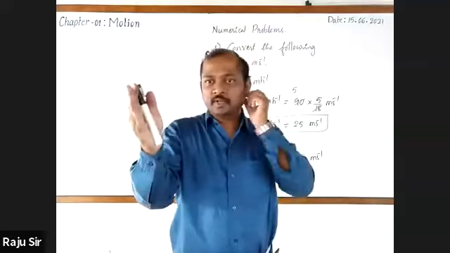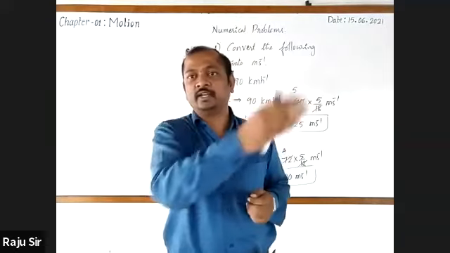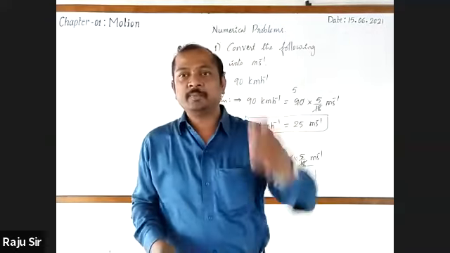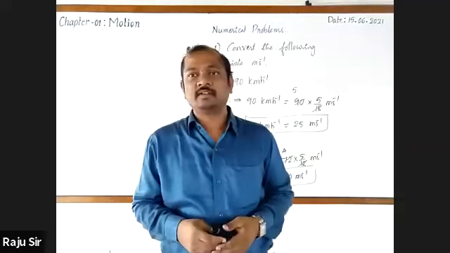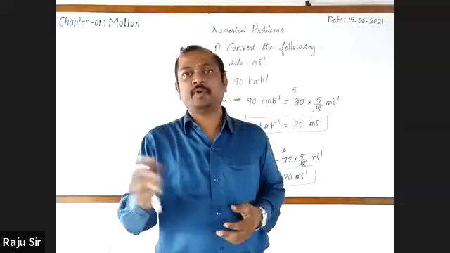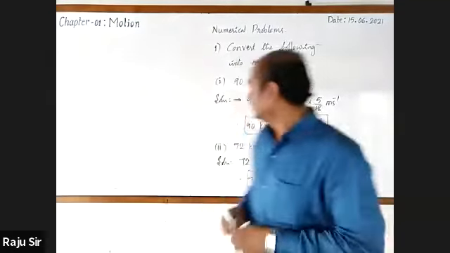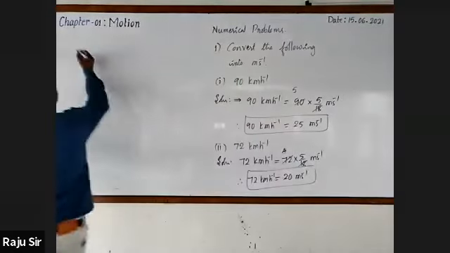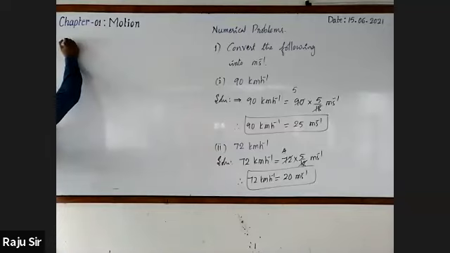5 meter per second. See, 18 kilometer per hour is equal to 18 into 5 by 18. 18 gets cancelled, leaving 1 into 5, which is 5 meter per second. Now you write the third one.